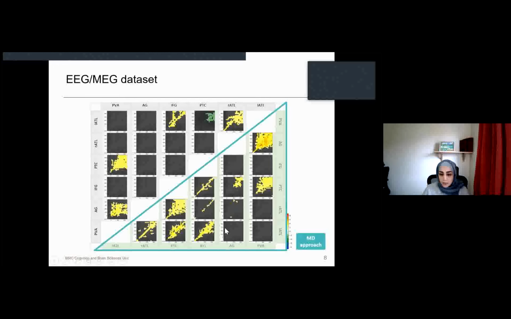And this is not just a random thing, but it seems to be really meaningful, and it nicely fits with the semantic literature, as we have a connection between left and right ATL, IFG, and posterior temporal cortex. So all these four semantic regions are connected to each other. And if we look at the connectivity between angular gyrus and other semantic regions, it's really sparse.